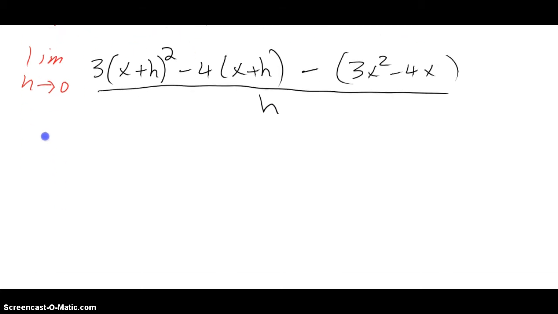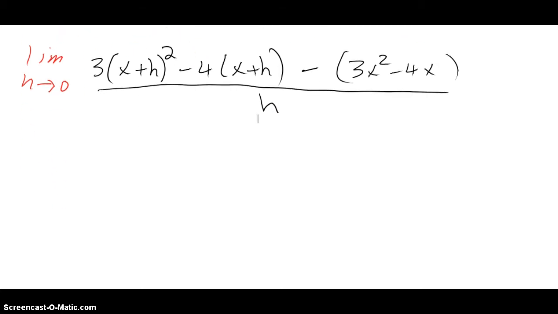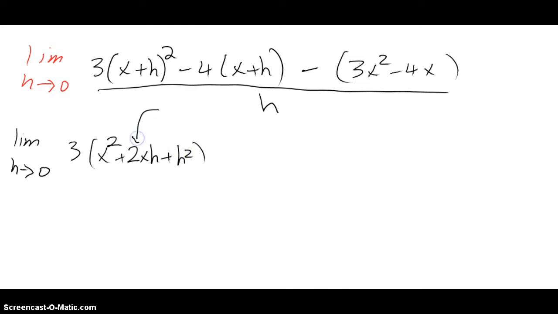It's pretty ugly, and it's going to get uglier, but if you've done it right and set it up correctly, then things will start dropping out really easily. So that is the limit as h goes to 0 of 3 times, well, x plus h squared. Make sure you get this correct. That's x squared plus 2xh plus h squared. And I'm warning you, the thing that most people forget is that 2 right there. Then we've got minus 4x minus 4h minus 3x squared plus 4x.